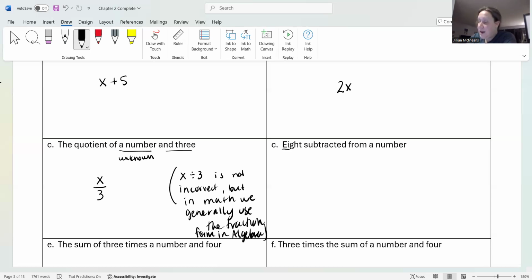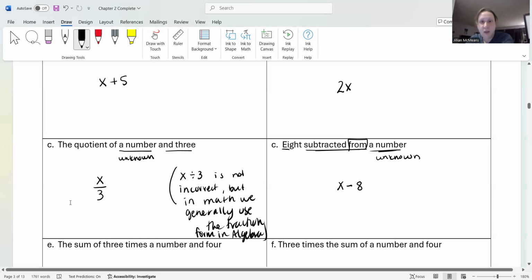So we have 8 subtracted from. So we're taking 8 away from something else, and that something else is our unknown. So we have some unknown value. We're going to call it x, and we want to take 8 away from that. So the correct order here would be x minus 8. Okay, so do use a little extra caution when you're dealing with subtraction.